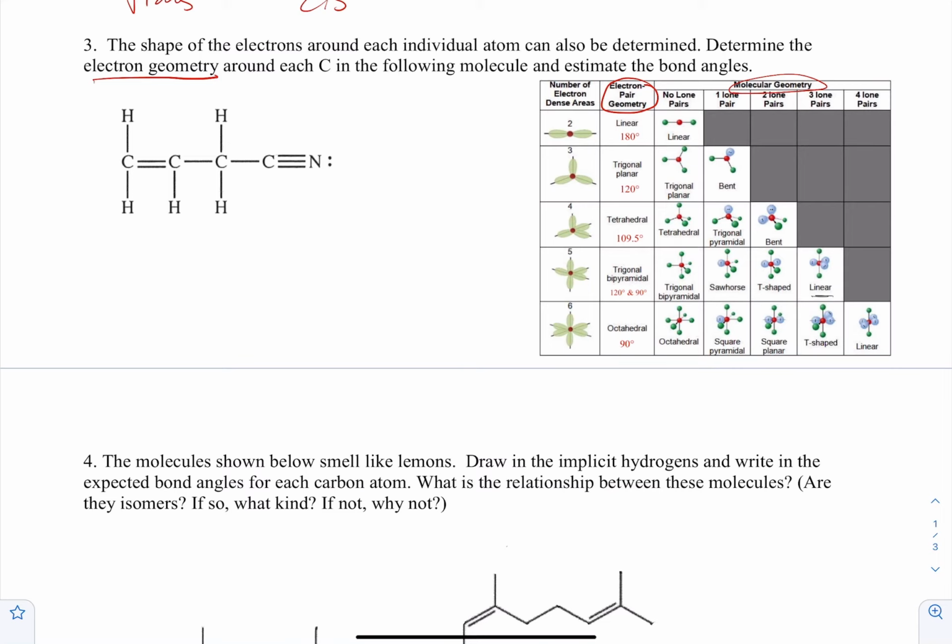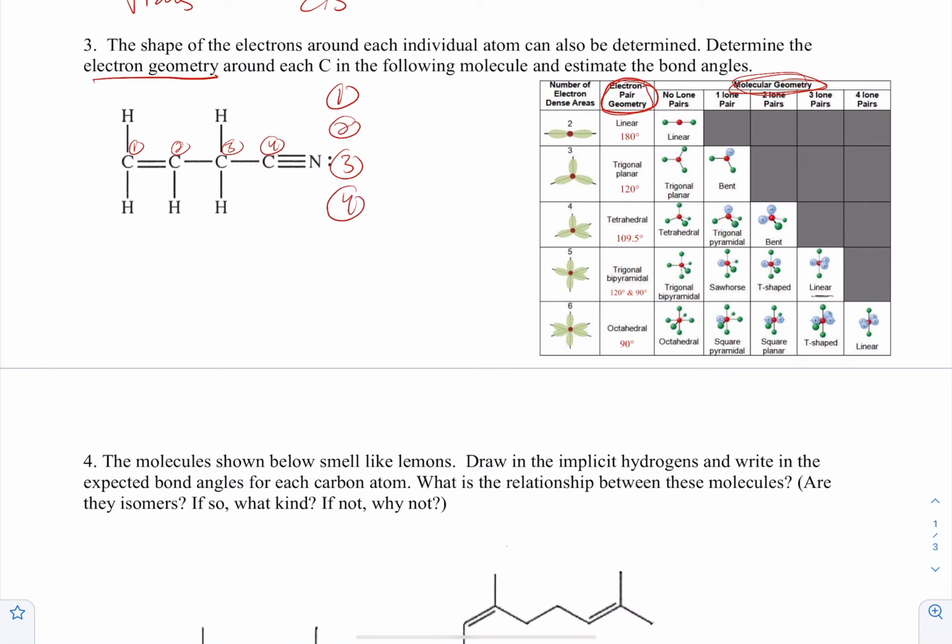All that really means is the electron pair geometry is just what a molecular geometry would look like without lone pairs. So we're going to look at this. I'm going to label this carbon 1, carbon 2, carbon 3, and carbon 4, and then I'm going to put my answers up here.